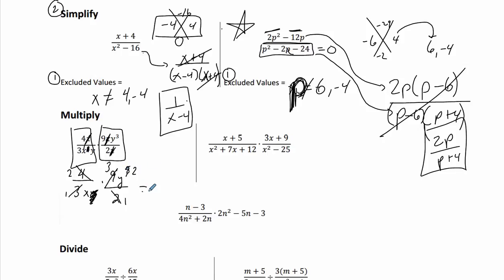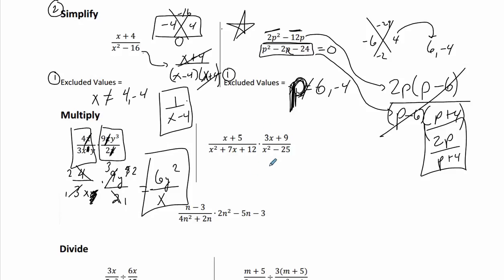So now what's left up top? 2 times 3 is 6 times y squared, over what's on the bottom? 1 times x times 1 is x. That is your simplified answer for the first multiplication problem.